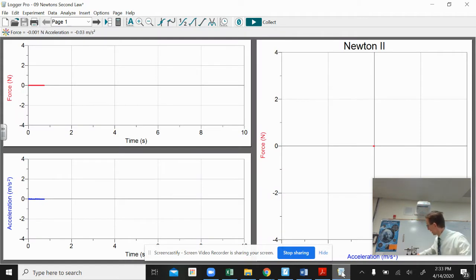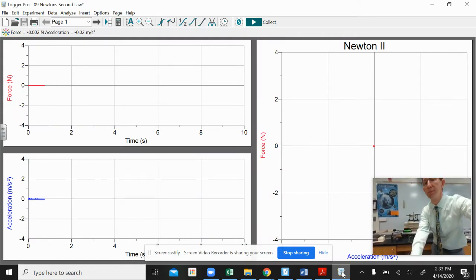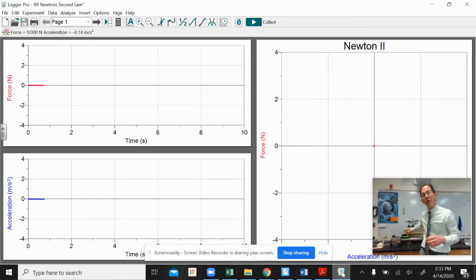For the demonstration, I have a cart here that has a force sensor attached to it, as well as an accelerometer. An accelerometer is a device used in order to measure the acceleration in an object. It's used sometimes in airbags, and when the acceleration gets too big, then the airbag goes off to protect the driver or passengers in a car.